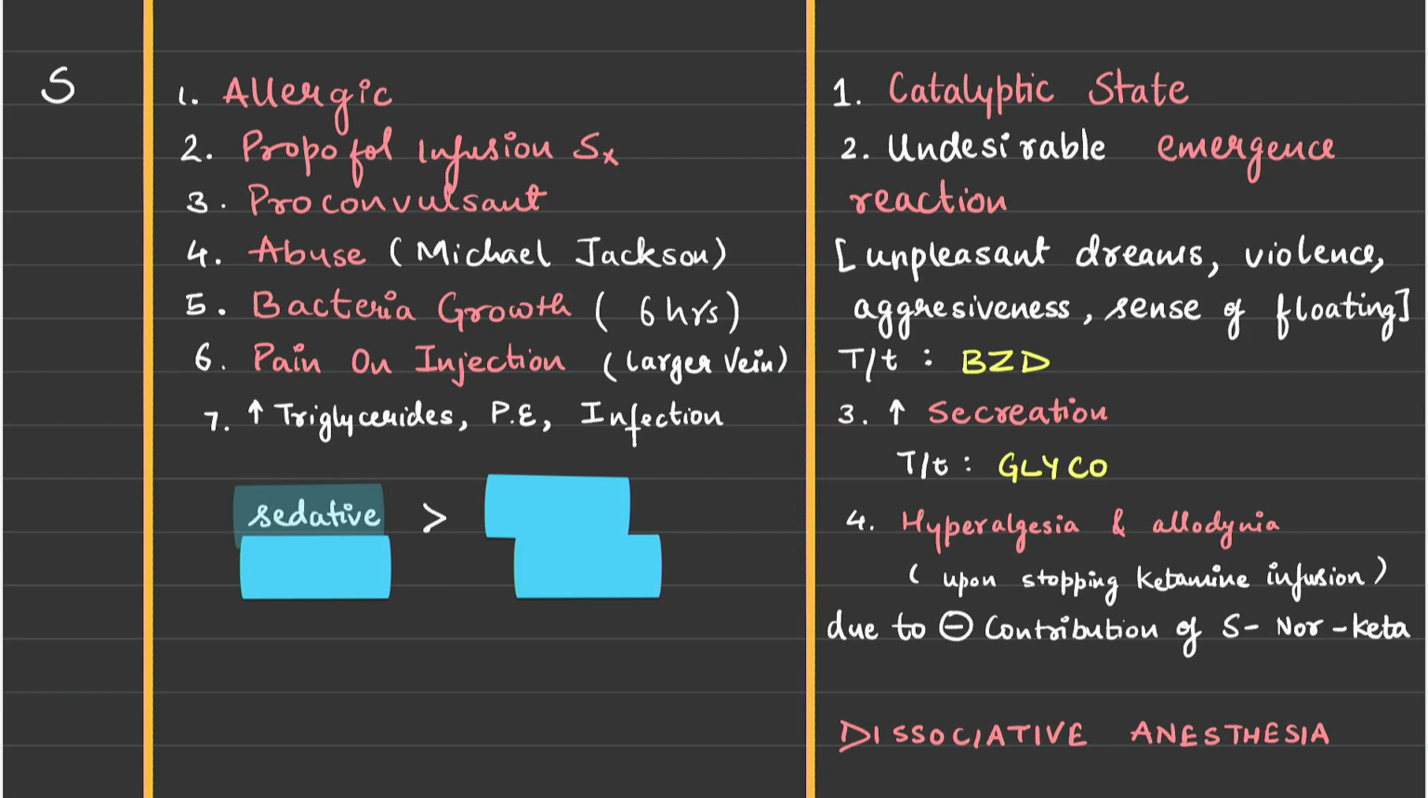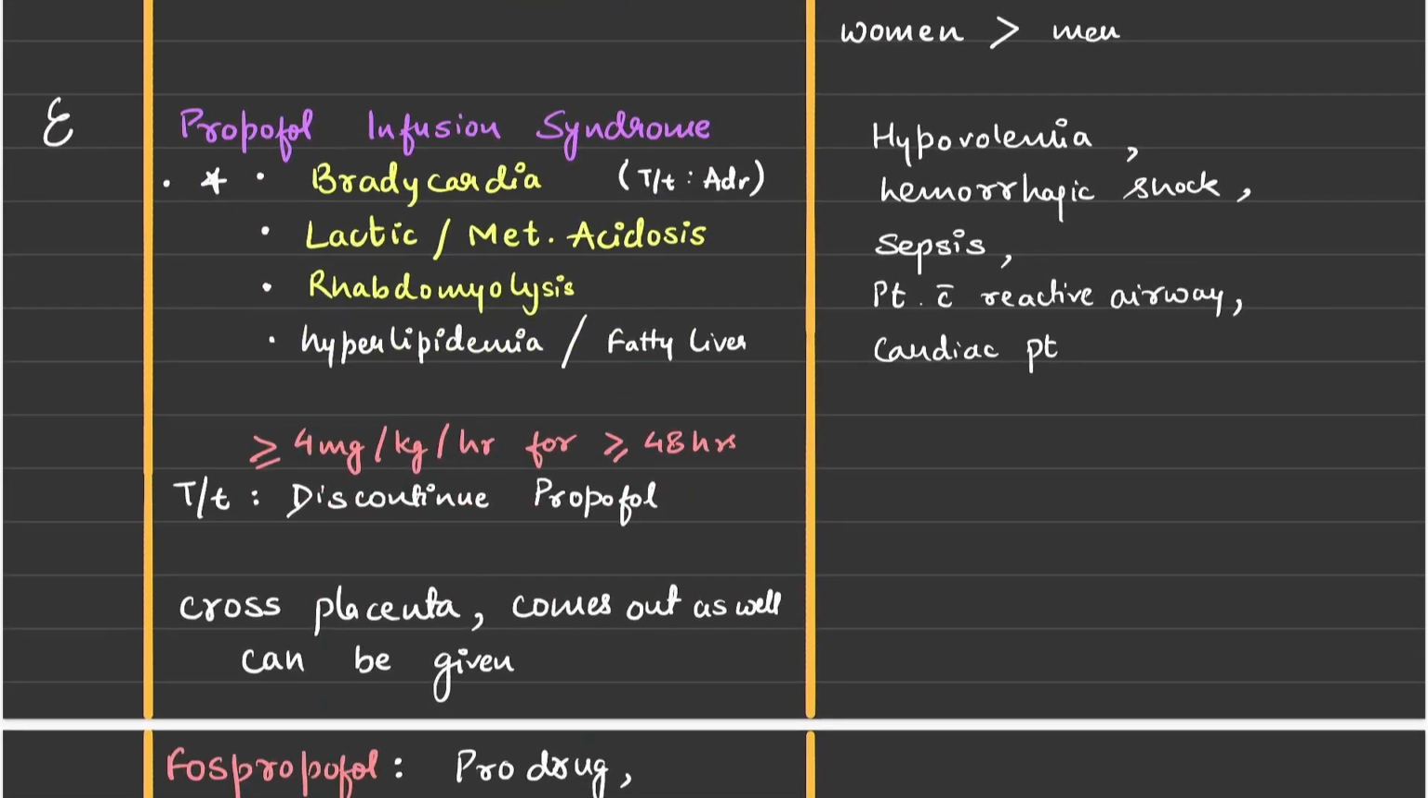Propofol provides more of a sedative state, that is a calm state, as compared to a hypnotic or sleep-like state. Talking about everything else, propofol infusion syndrome is seen in ICU settings when the dose used is more than 4 mg per kg per hour for more than 48 hours.